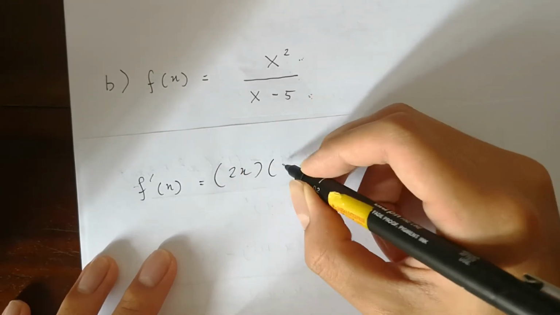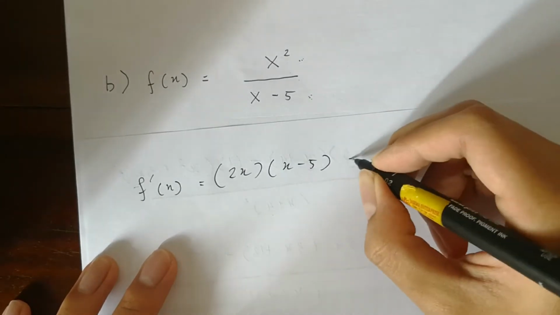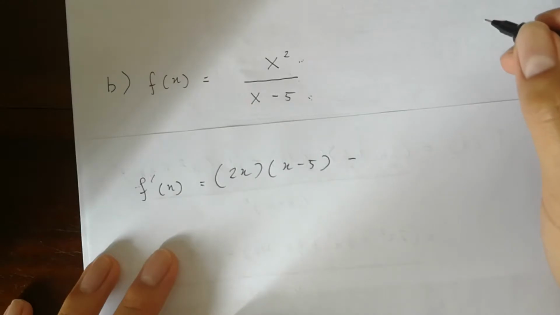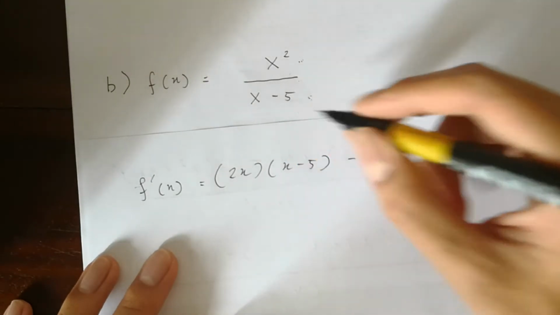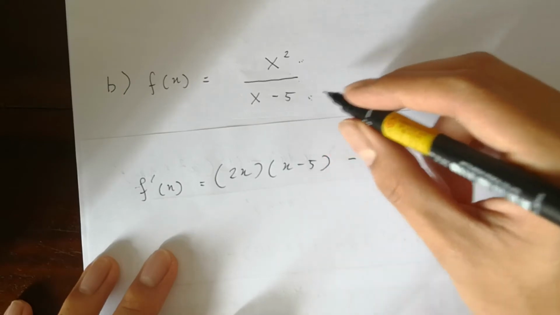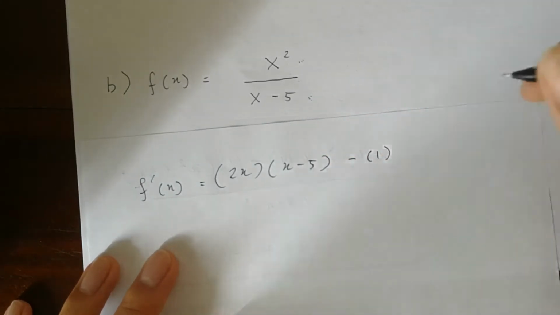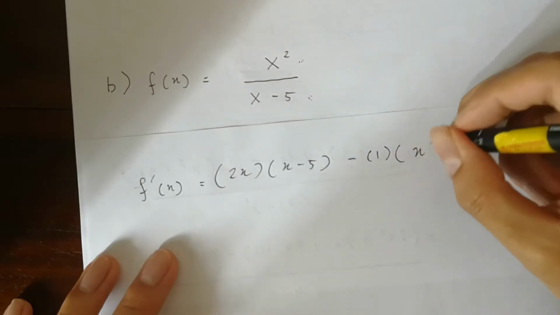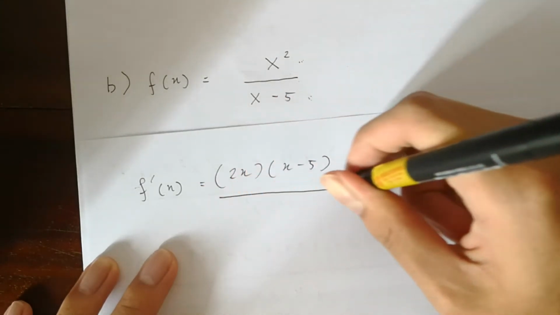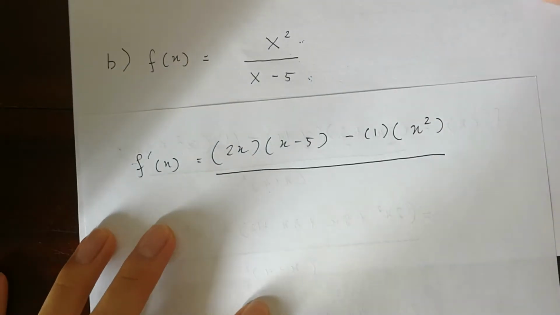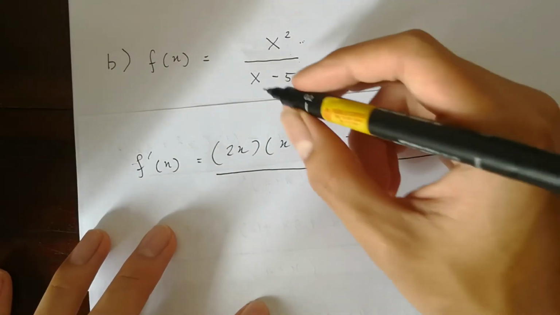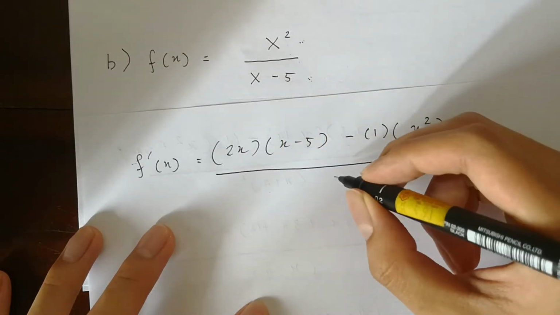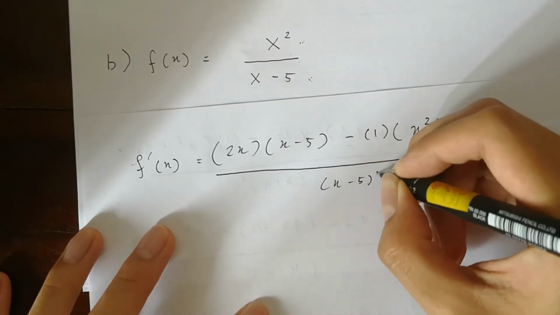Copy down the denominator, which is x minus 5, minus the derivative of the denominator. The derivative of x is just 1, and the derivative of negative 5 is 0, so you get just 1. Then you copy down the numerator, which is x squared. Now it is divided by the denominator squared, which is x minus 5 squared.